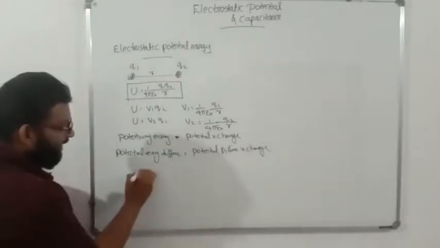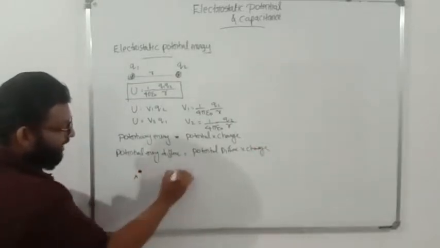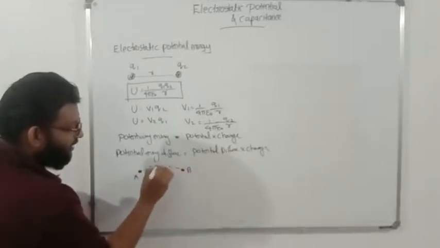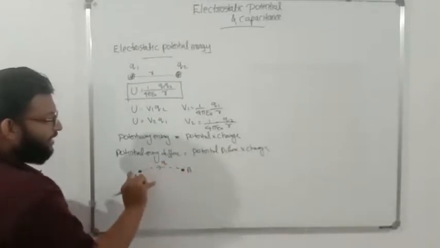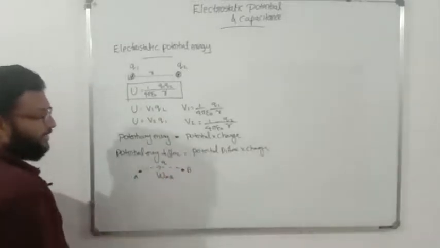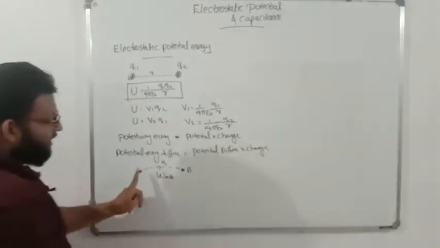Let me explain that idea. Suppose you have a point A and another point B. You will move a charge Q from A to B, so you have done a work WAB. This is the work done to move a charge from A to B.